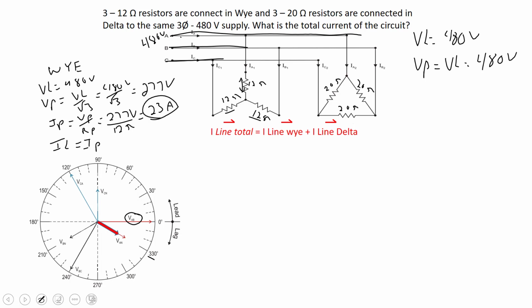So we can now figure out our I of our phase. I of the phase would be the voltage of the phase divided by our resistance in each phase. So our phase voltage is 480 volts divided by the 20 ohms. That's going to come to 24 amps.